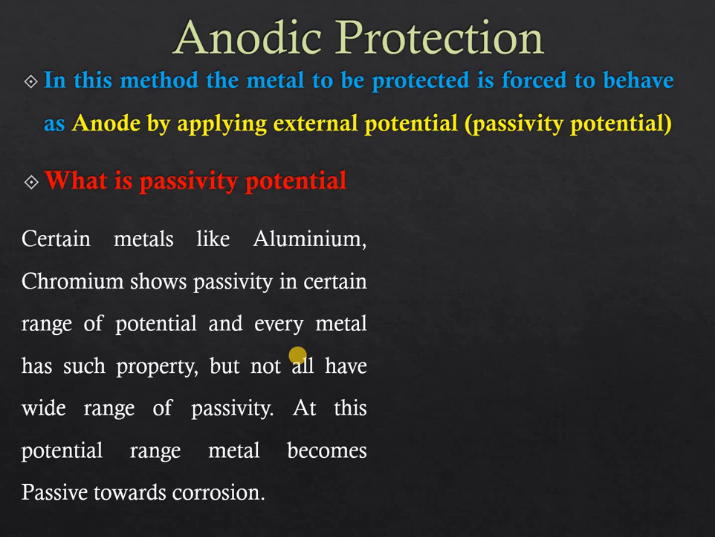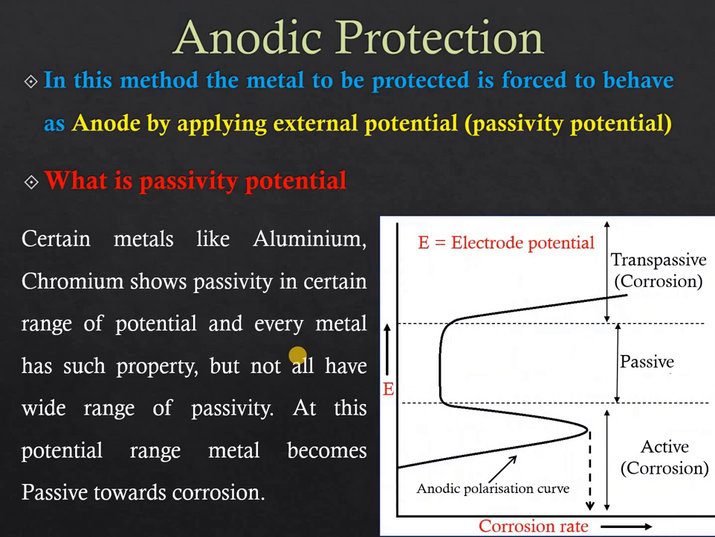Now this active passive behavior of metal can be discussed by using this diagram. So here in this graph the x-axis corresponds to the corrosion rate of a metal, while the y-axis corresponds to the electrode potential applied to the metal. If you see this graph, you will observe that at initial values of the potential applied there is a rise in the rate of corrosion. So the corrosion rate increases with increase in the electrode potential.